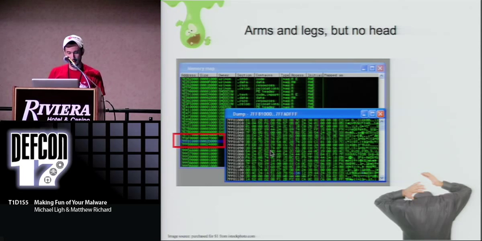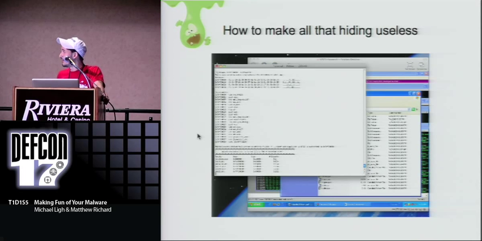On top of that, CoreFlood, when it calls VirtualAlloc, it specifies the MEM_TOP_DOWN flag, which causes the system to return the highest available address, rather than the lowest available address. And it causes CoreFlood to then be able to, quote unquote, hide in the higher regions of user mode memory around all the system DLLs. So this next demo is how to make all that hiding useless.